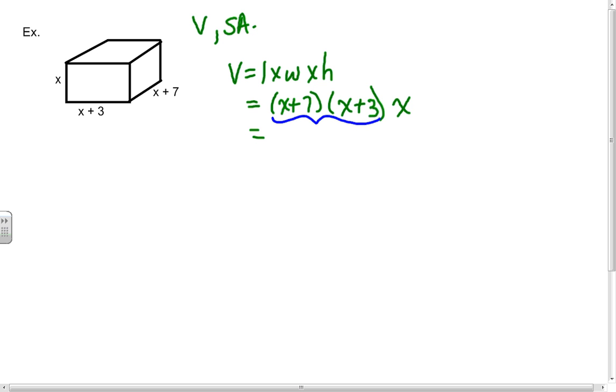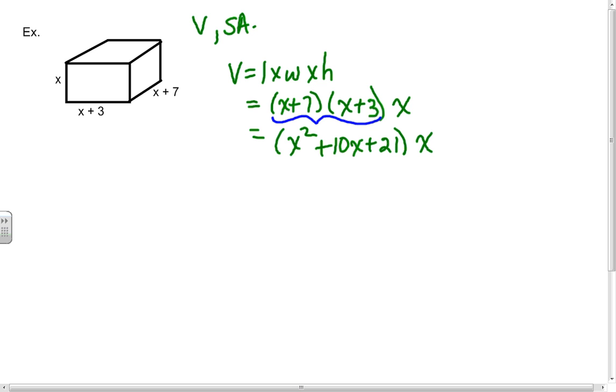Whatever you choose when you've got 3 things to multiply, but I'm going to do the first 2 first to get my FOIL over with. So I get x squared. Outside, inside would give me 10x. 21 would be my lasts. All of that's going to be multiplied by x.